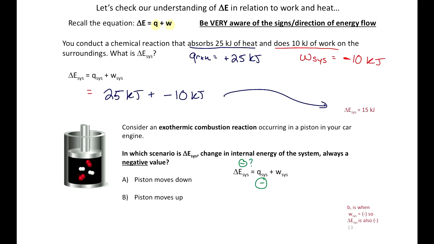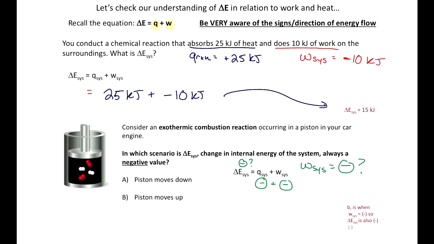What kind of work am I looking for? A negative number plus what kind of number will always give a negative number? A negative number, all right? So our goal is we want to know when is work of our system negative. That is our goal, okay? Because when work of the system is negative, if I add a negative number to a negative Q, I will always get a negative delta E, right? So we got to figure out in which one of these scenarios, when the piston moves down or up, is work negative. So let's think about this.